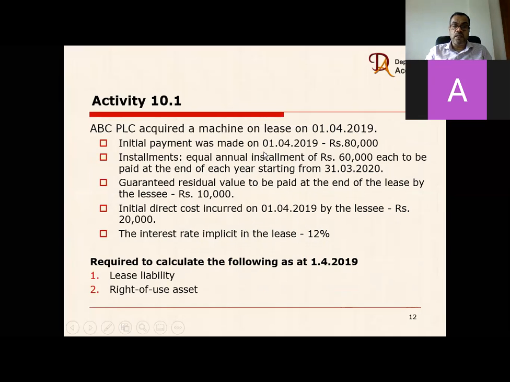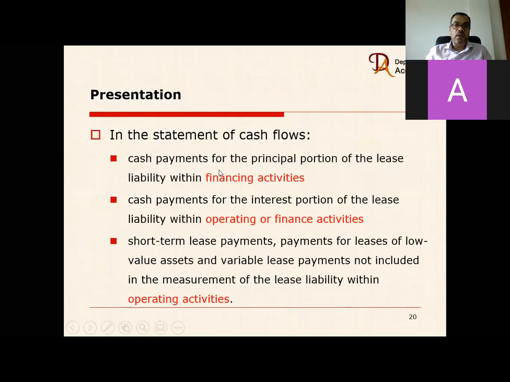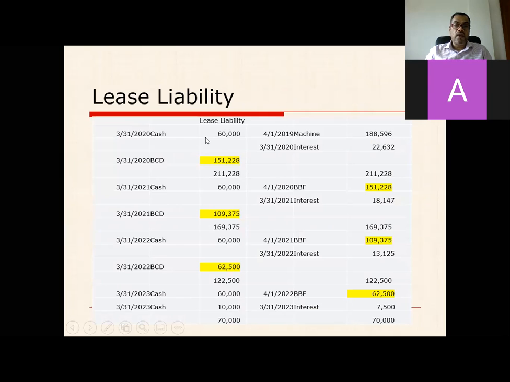In activity 10.1, the lease term was not given. Therefore, in activity 10.2, the lease term has been given, that is 4 years. For the relevant ledger accounts, before doing anything, we need to ascertain the lease liability, in other words, the present value of the lease liability. That has already been calculated in 10.1.